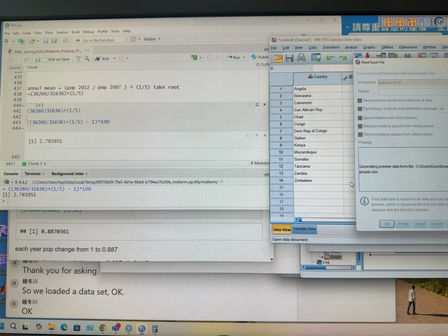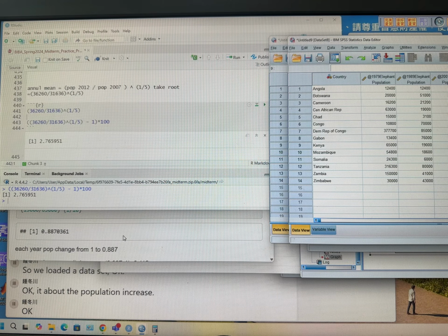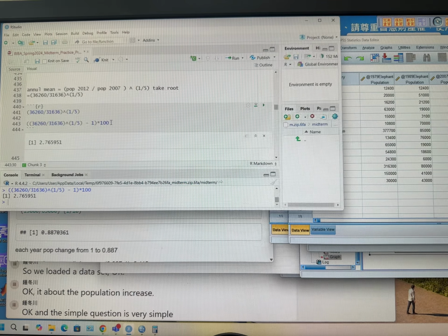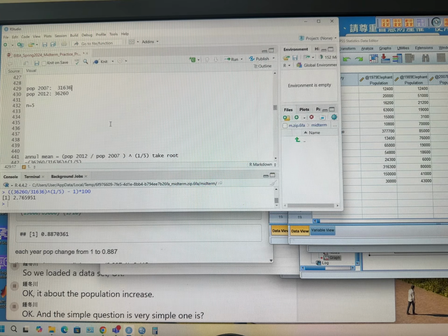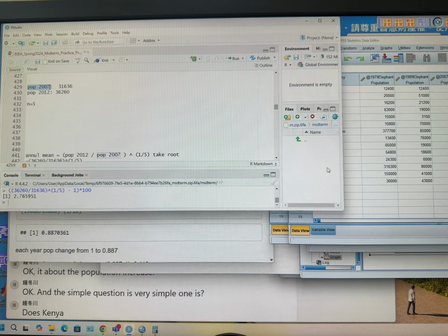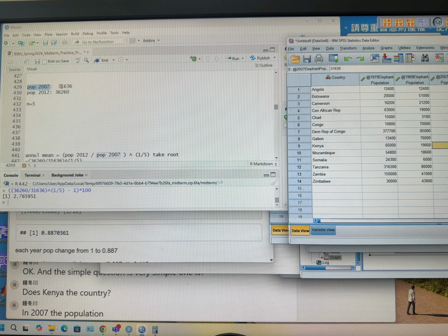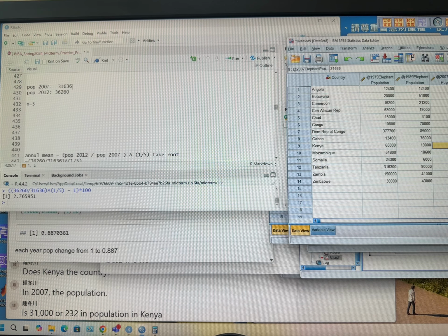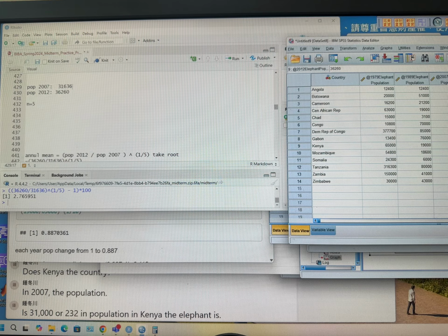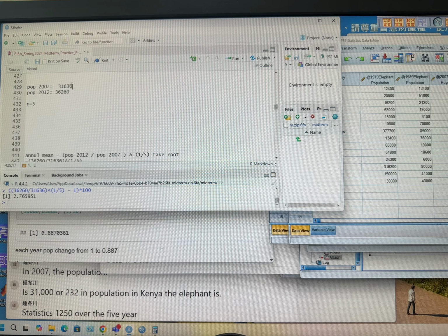It's about the population increase. Okay. And the simple question is very simple one. In Kenya, the country, in 2007 the population is 31,636. The population in Kenya, the elephant, is 36,260 over the 5 years. It changed from this population number to this population number.